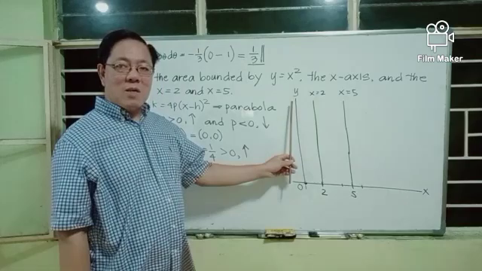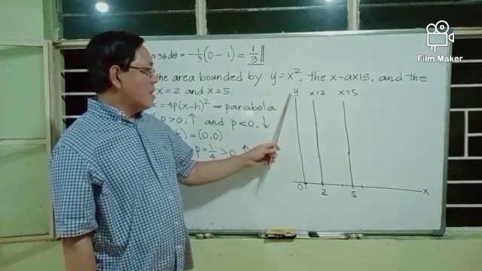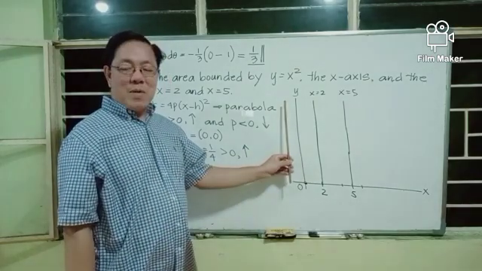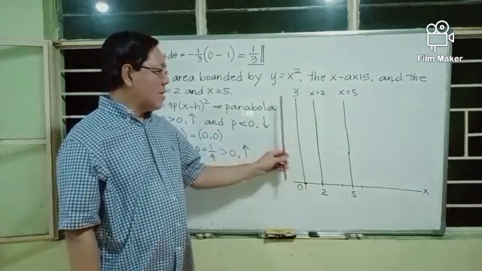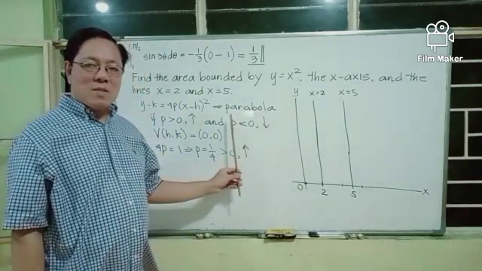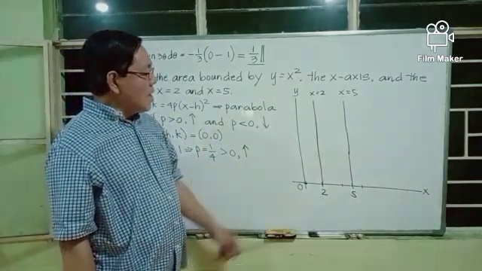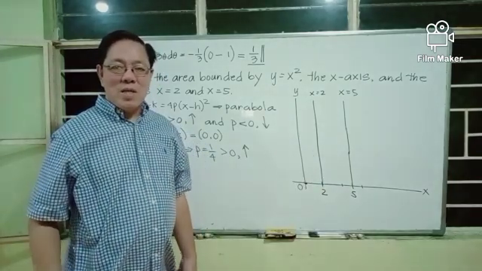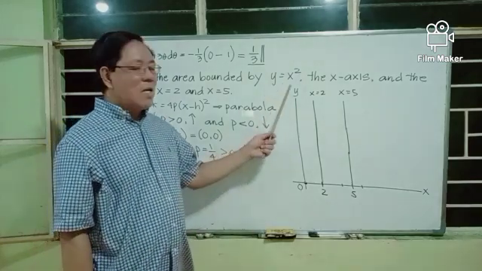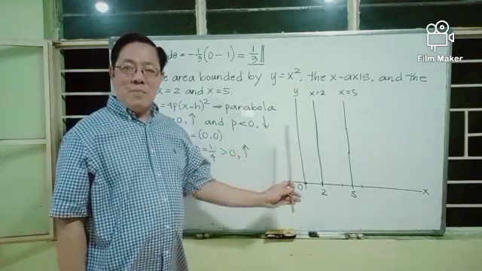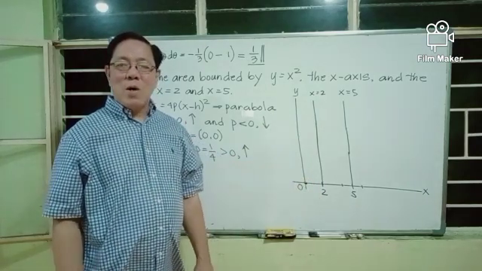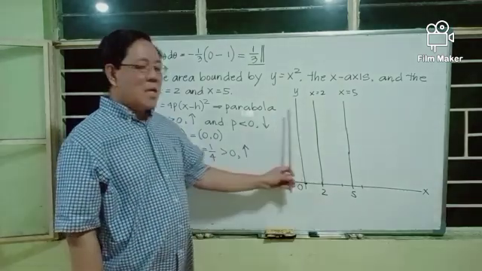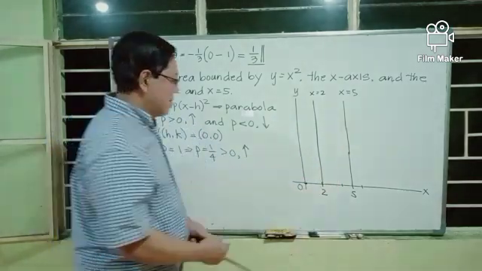And the graph is symmetric with respect to the y-axis. That means the y-axis divides the parabola into equal parts: the part of the parabola to the right of the y-axis and the part to the left of the y-axis. But since our lines are to the right of the y-axis, we confine the graph of y equals x squared to the right of the y-axis. That is, we only sketch half of the parabola, the part to the right of the y-axis.